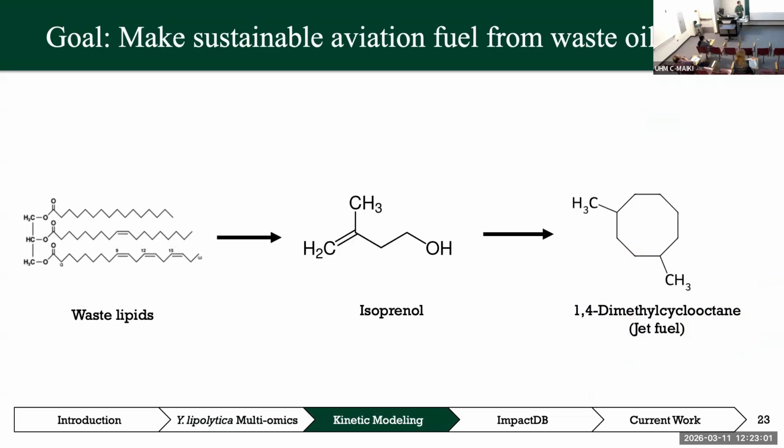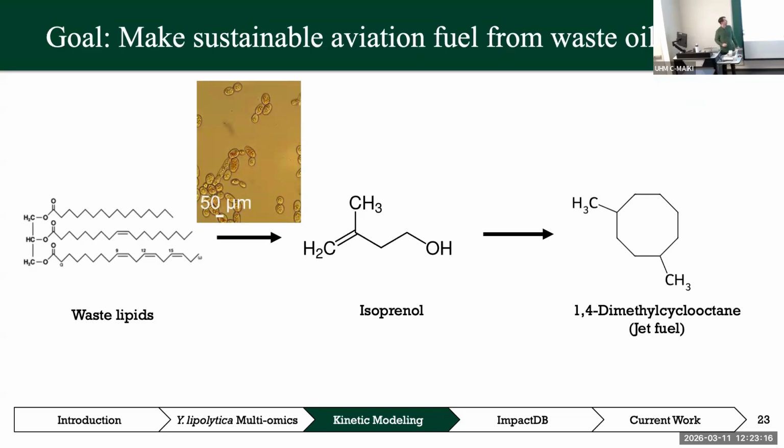The next story also involves Yarrowia lipolytica, but this time trying to produce sustainable aviation fuel. Again, we're starting with waste lipids, and then we're going to use Yarrowia lipolytica to make this intermediate product. From there, two somewhat simple chemistry steps can be done to convert that into 1,4-dimethylcyclooctane, which is a drop-in aviation fuel. So you can just put it into the tank, or at least mix it.